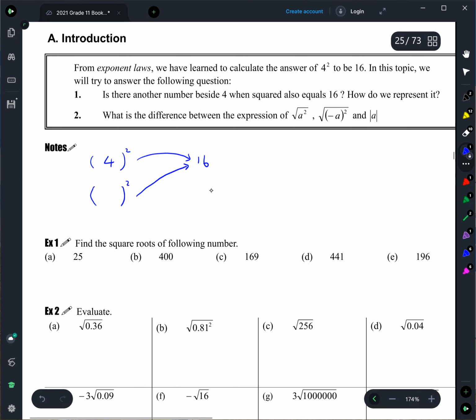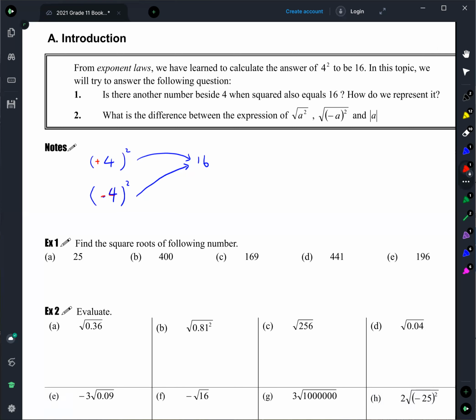Aaron, what do you think? Other than 4, is there another number square also gives you 16? -4. Very good. Okay, so negative times negative can give you positive 16, right? So the other possible answer will be the -4. So you always have one answer that's positive, one answer that's negative. When you square, give you 16. So the numbers that work are called the square roots.